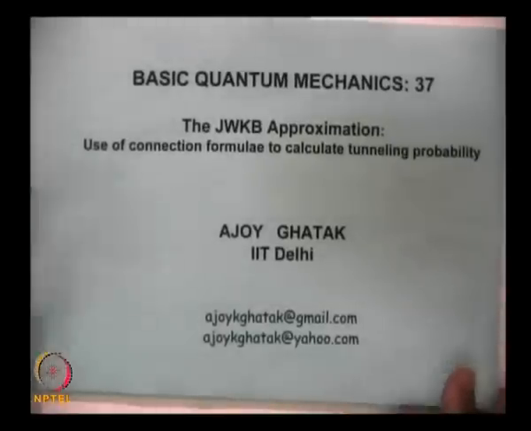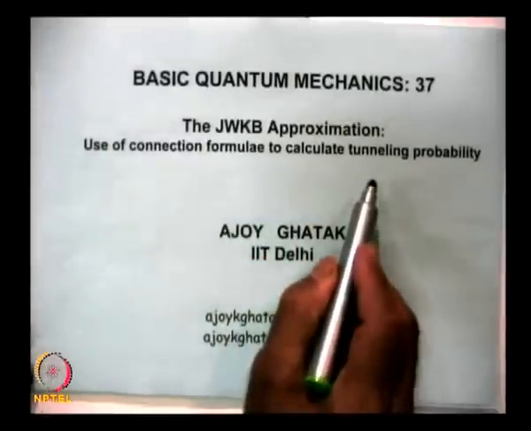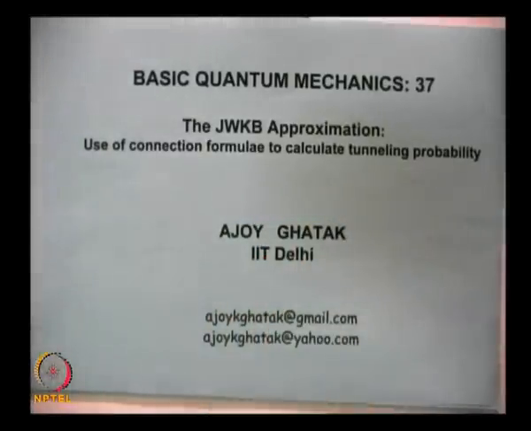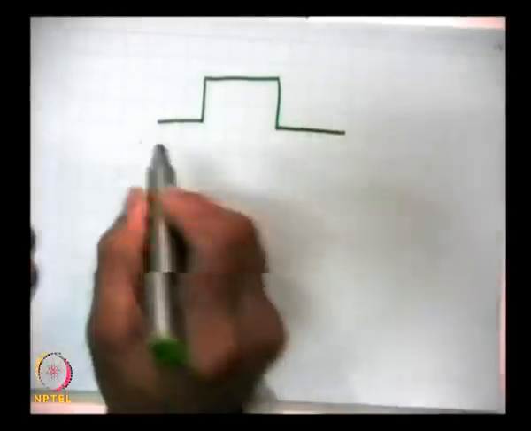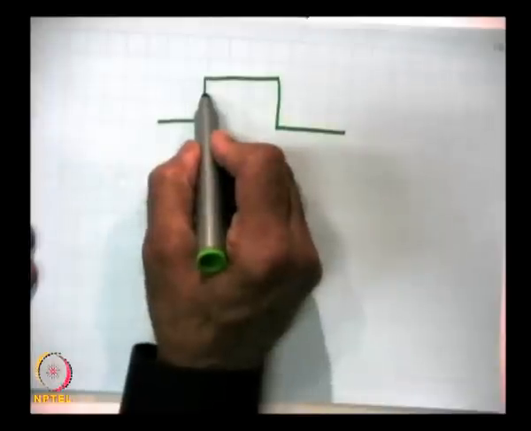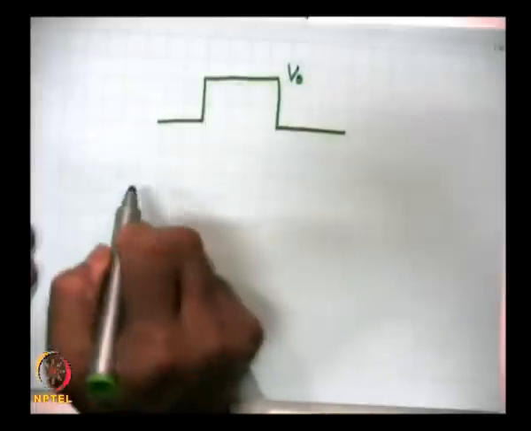Now, what I will do next is what I had promised on the very first slide: the use of connection formulae to calculate tunneling probability. This is also an extremely important problem, not only in quantum mechanics, but in solid state theory and thermionic emission and things like that. And we had discussed one simple potential, and we made a tunneling calculation, where we had a potential like this, and we assumed E to be less than V0. E can be greater than V0 also.